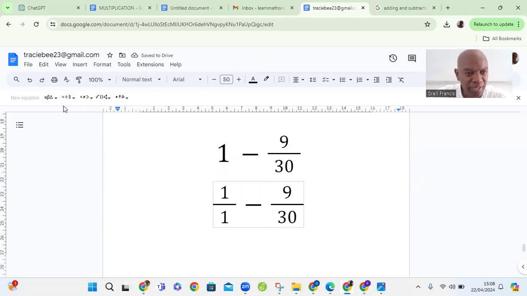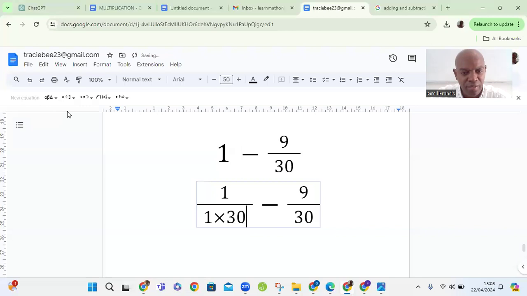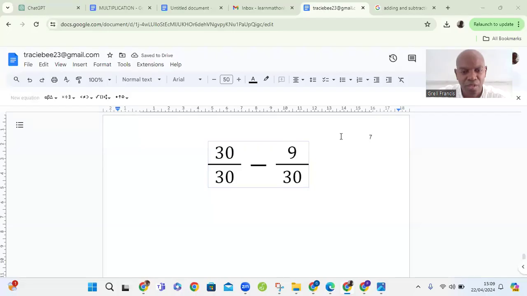Now we need a common denominator of 30. So we multiply both the denominator of 1 and the numerator of 1 by 30 so that we can get a common denominator of 30. So now we have 30/30 minus 9/30.